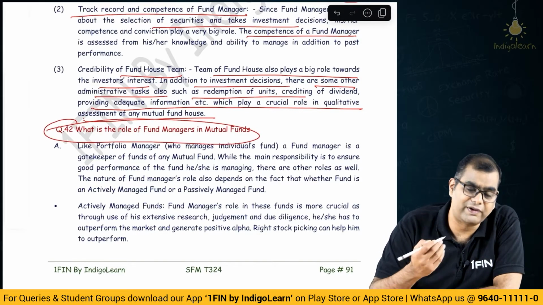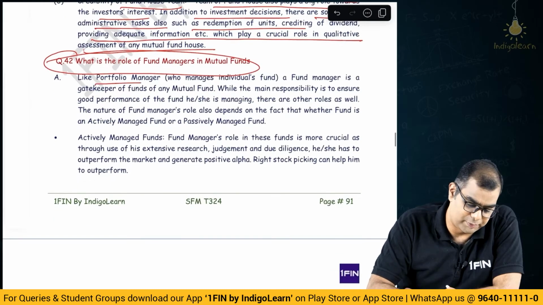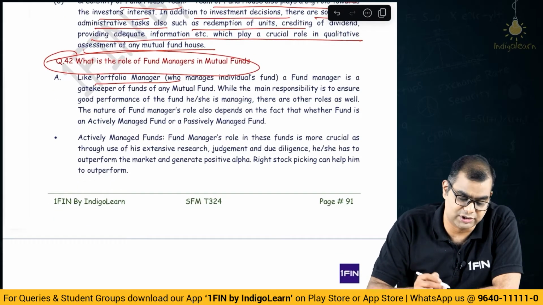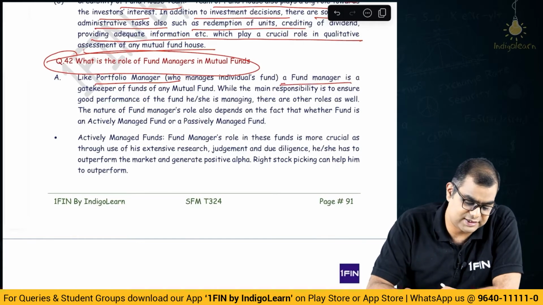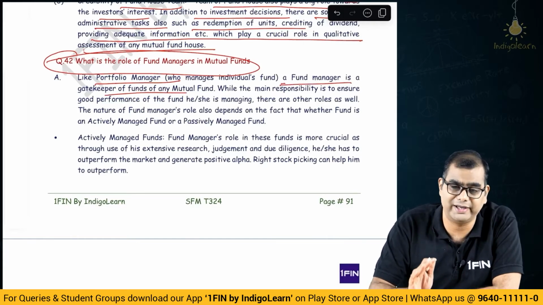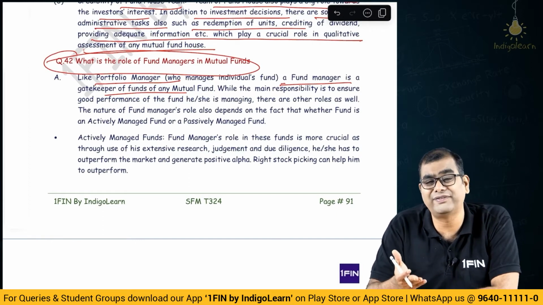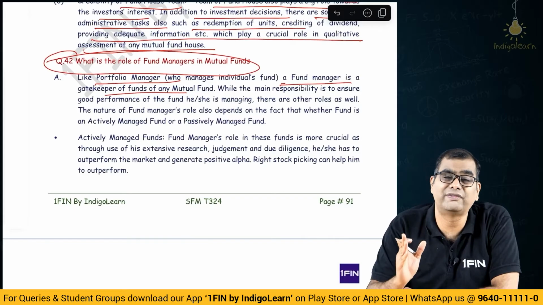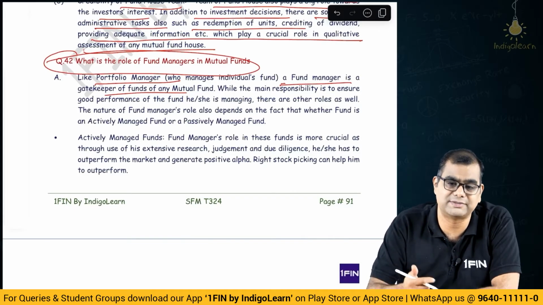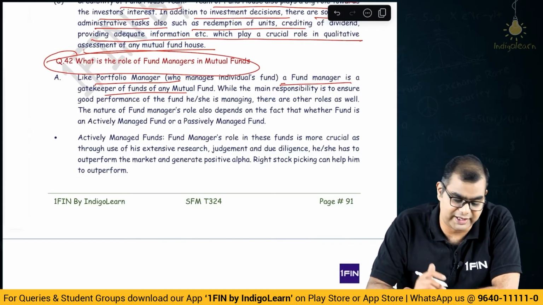Then, what is the role of fund managers in mutual funds? A fund manager who manages an individual fund is very much like a portfolio manager. A fund manager is the gatekeeper of the funds of any mutual fund. So they are responsible for huge amounts of money. Today, mutual funds manage some 40-50 lakh crores. 40 or 50 lakh crores of our investors' money is managed by mutual funds. So we have to be very, very careful.